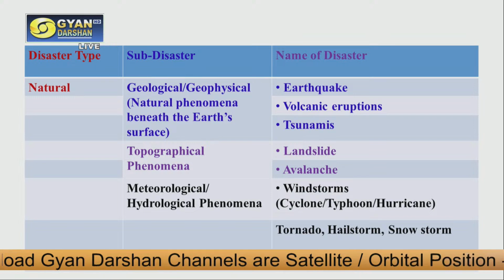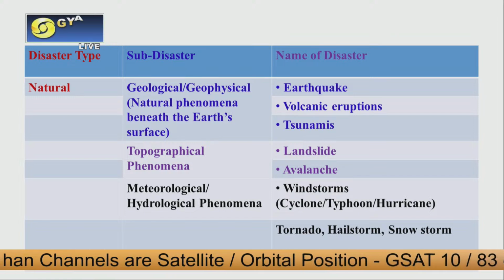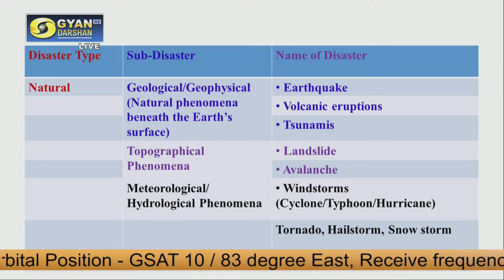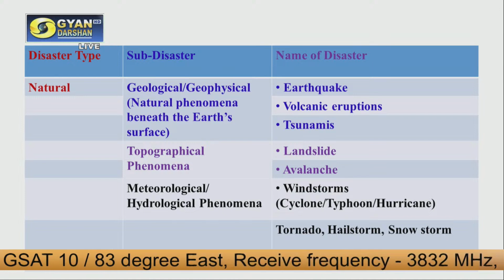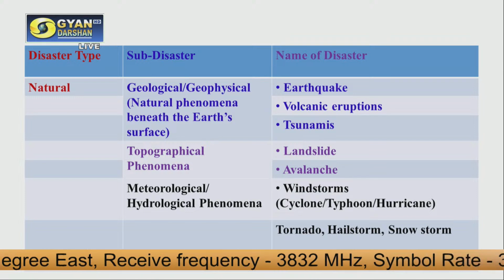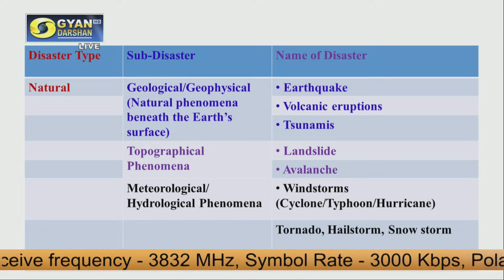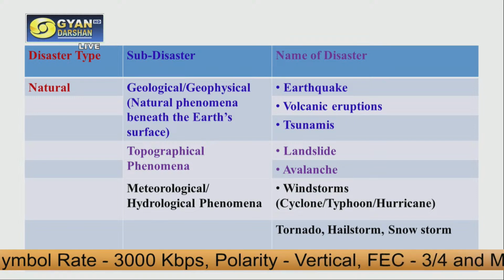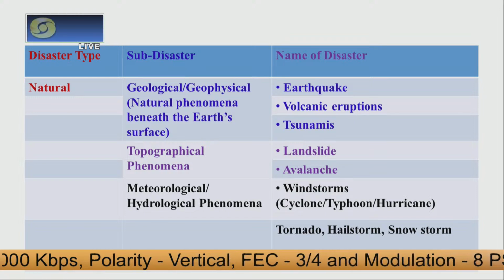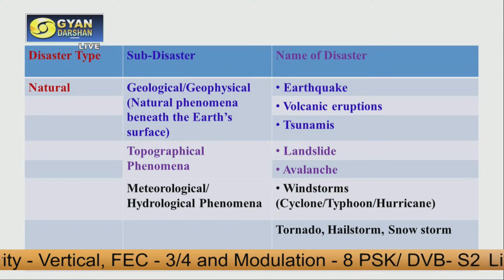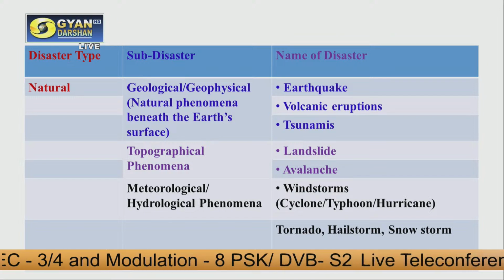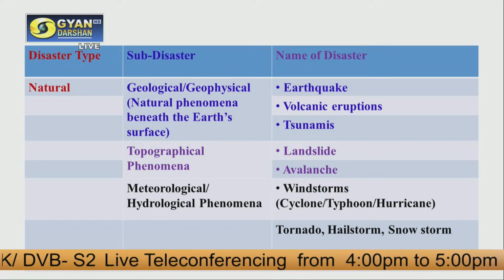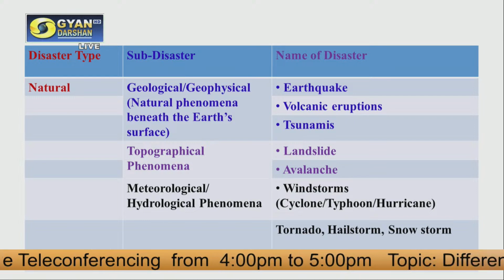For meteorological, basically wind storms. Different names are given in different parts of the world to these wind storms. In some parts they are known as cyclone. In some parts they are known as typhoon. At some places these are known as hurricane. So these all are wind storms basically, where strong winds are moving and they are disturbing our built environment as well as human beings. Then tornadoes, hailstorm, snowstorm.